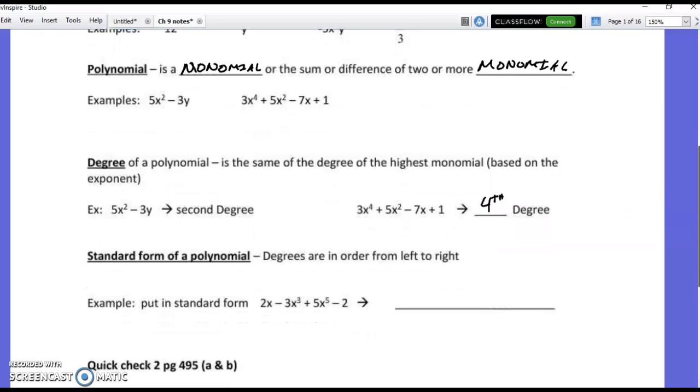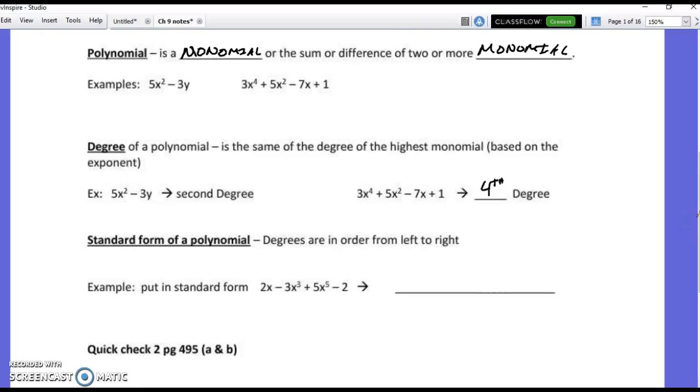That's not really important that we know that at this point, but really putting it in standard form, because when you check your answers, they're always going to be listed in standard form. So understanding that is kind of important. So to put them in standard form, we always put them alphabetical, and then from the highest exponent to the lowest exponent. So we want to see each of our polynomials as individual monomials. And remember, the sign to the left of it goes with it.